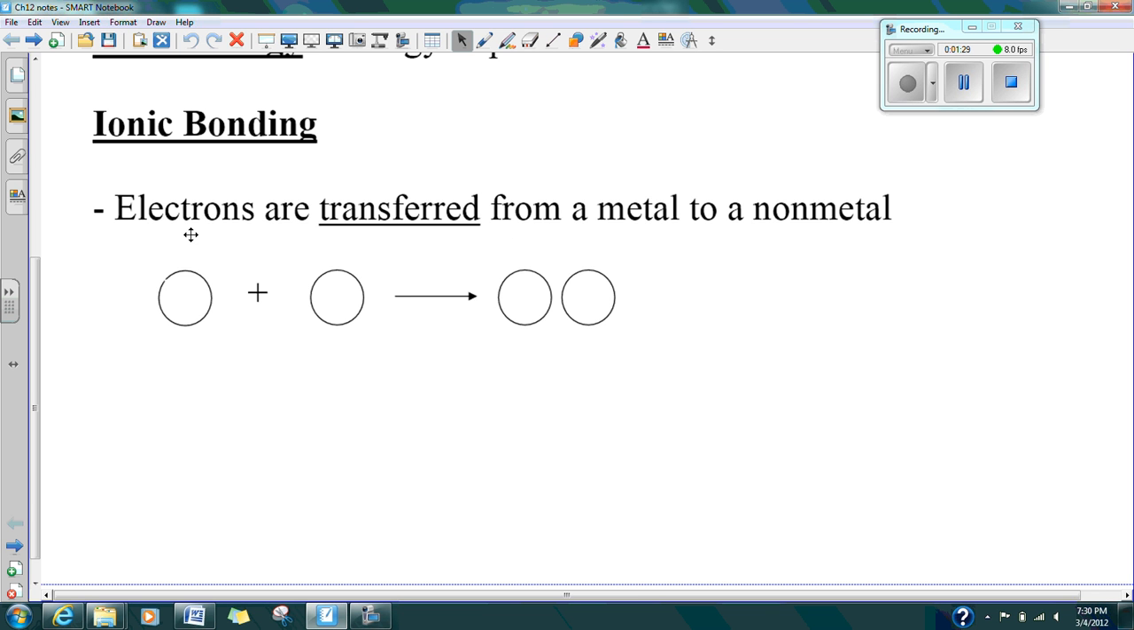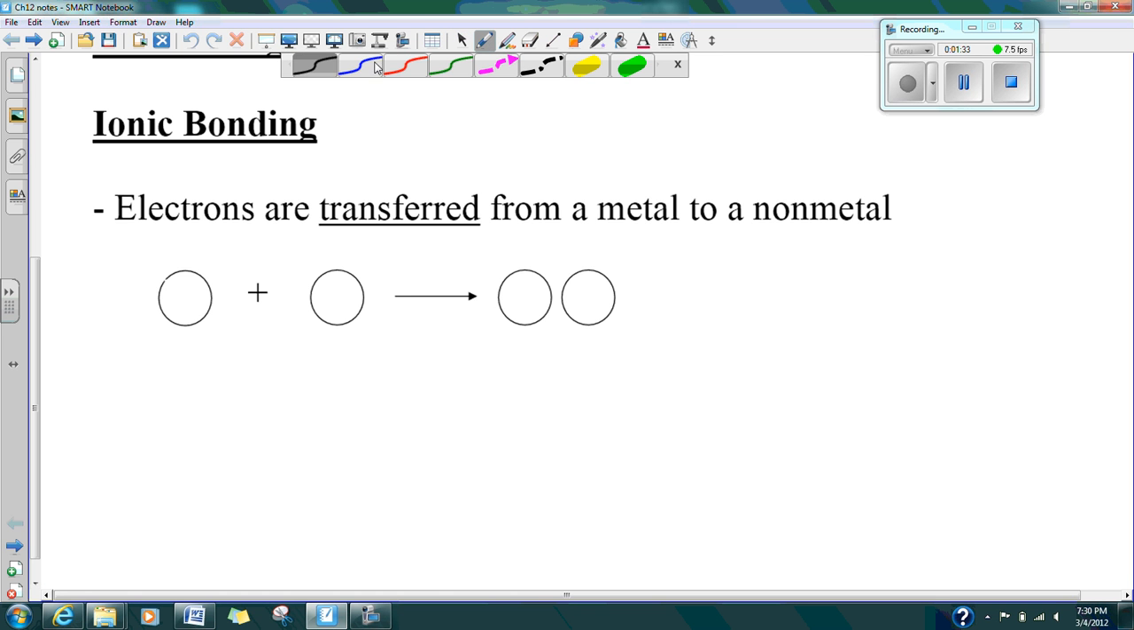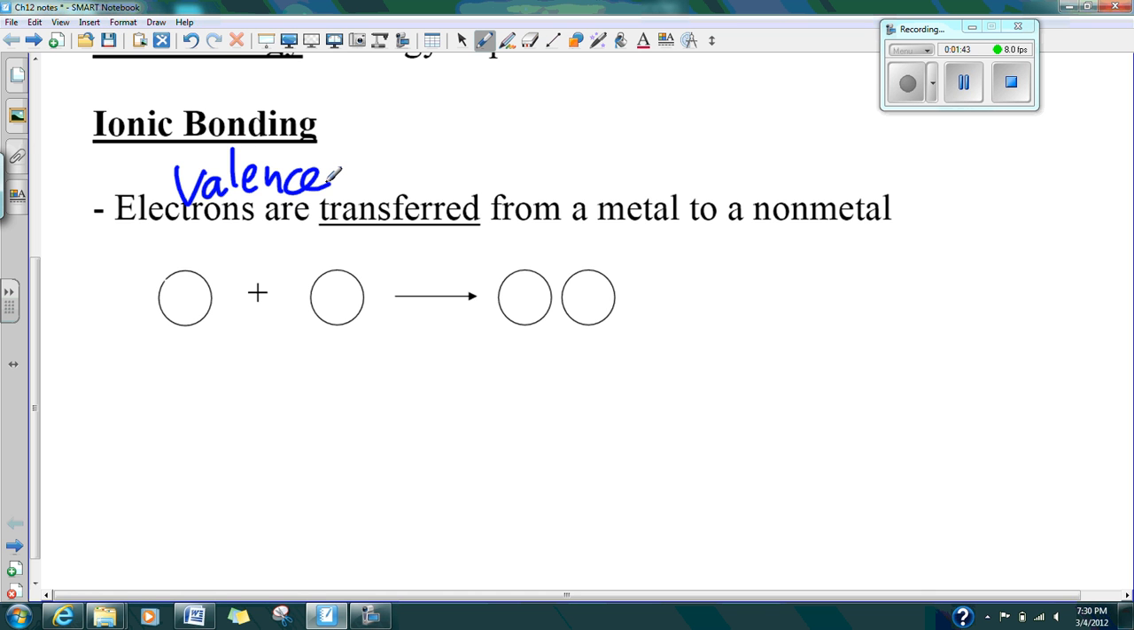And you need to remember that it's always the valence electrons that are going to be used in bonding. And so these valence, I'll spell that out for you so you know how to spell that. So these valence electrons are the outer shell electrons. They're the ones that we used in forming or making our Lewis dot structures. So just those electrons on the outside are the ones that are going to be transferred from a metal to a nonmetal.